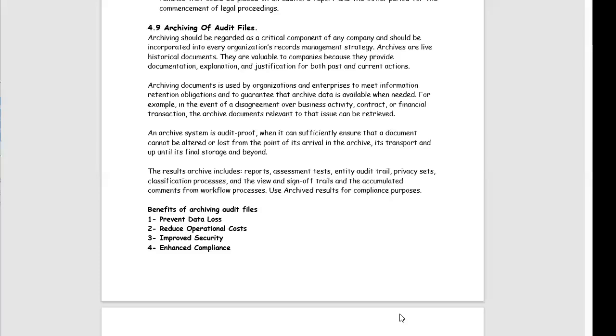An archive system is audit-proof when it can sufficiently ensure that a document cannot be altered or lost from the point of its arrival in the archive, through its transport, up until its final storage and beyond. The results archive includes reports, assessment tests, entity audit trail, privacy tests, classification process, and the review and sign-off trials and the accumulated comments from the workflow process. Use archive results for compliance purposes.